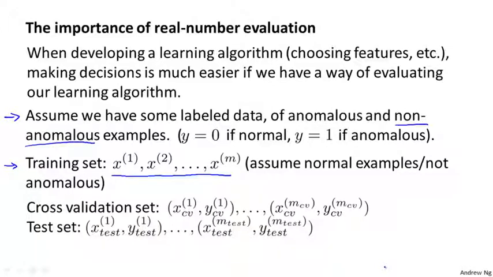And next we're going to define a cross-validation set and a test set with which to evaluate a particular anomaly detection algorithm. So specifically for both the cross-validation and test sets, we're going to assume that we can include a few examples that are known to be anomalous. So the test set, say, will have a few examples with y equals 1 that correspond to anomalous aircraft engines.